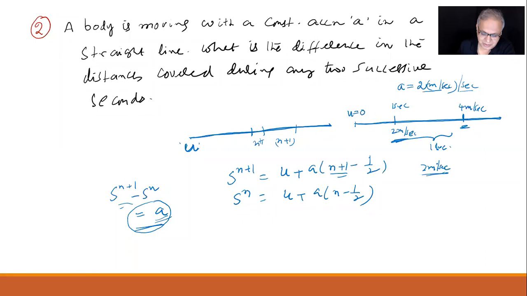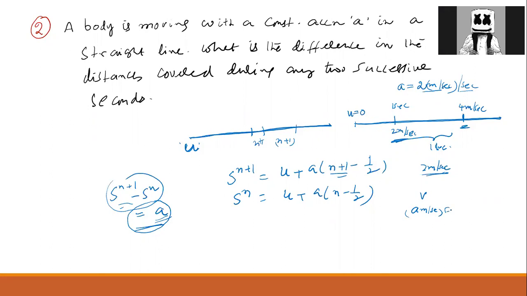Acceleration. That's correct. But the difference in the distances. See, distance is coming here. Velocity you're talking. What Sachit says is correct. What he says is, in every one second, the speed is changing by a meter per second. So how do you connect the distance here with this? This is a meter per second. Do you understand? Yes, sir.